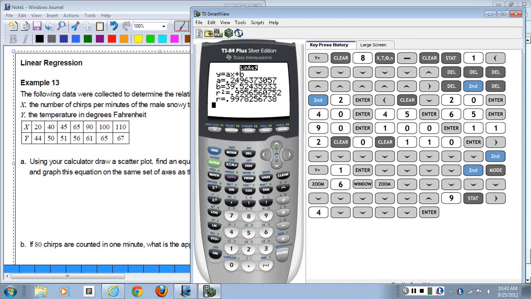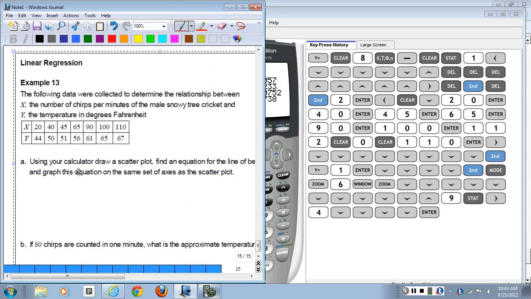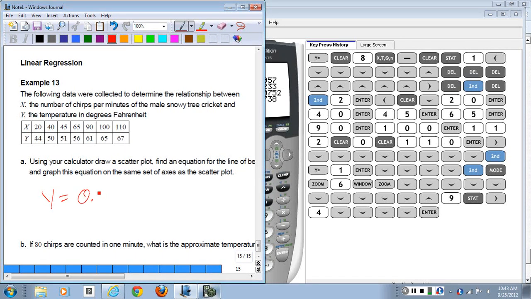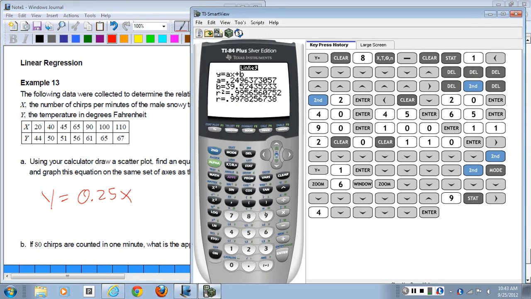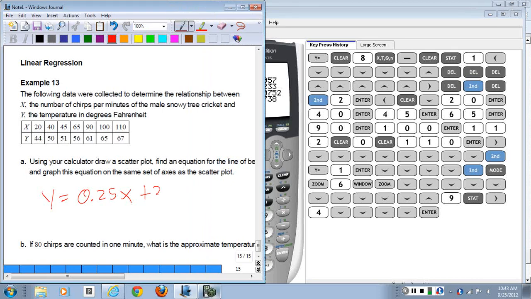A equals, if we round to 2 decimal places, A equals 0.25. That is the slope. So y equals 0.25x plus, if we round to 2 decimal places here, 39.52. That's what MyMathLab wants. It wants this expression right here, each one rounded to 2 decimal places when you do that problem number 9 in the homework.